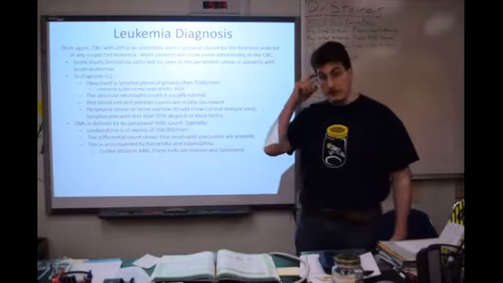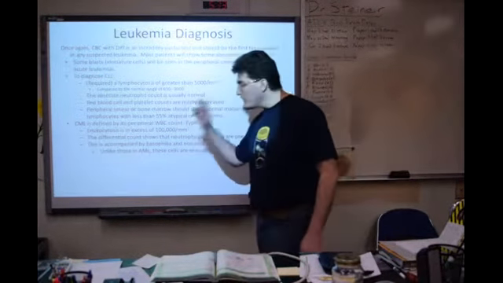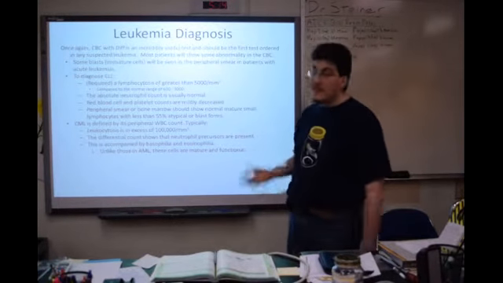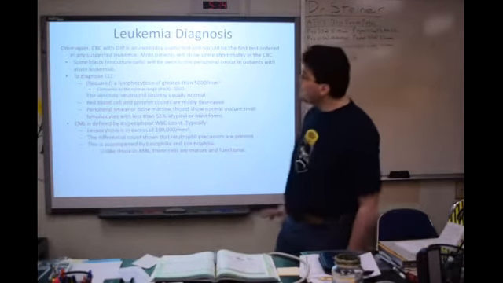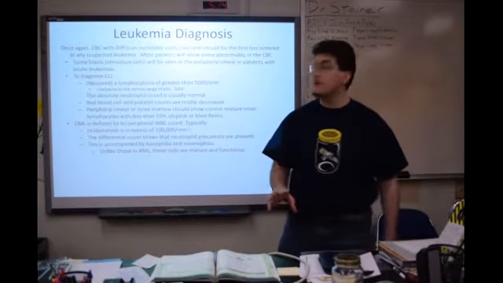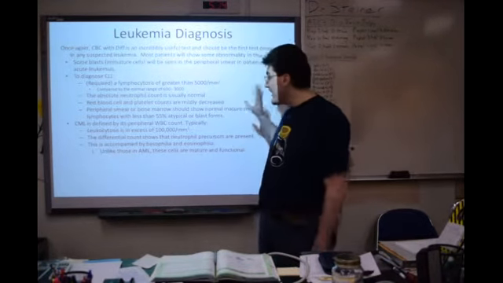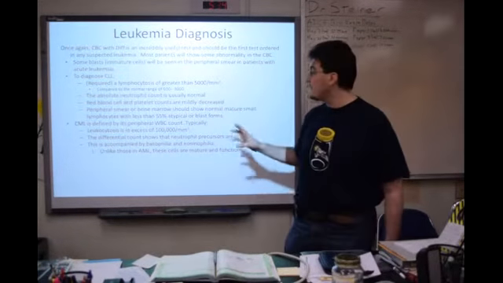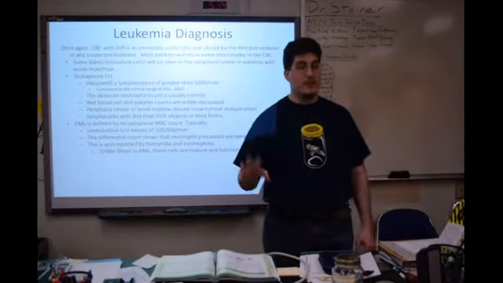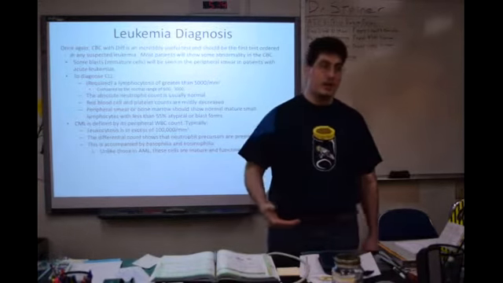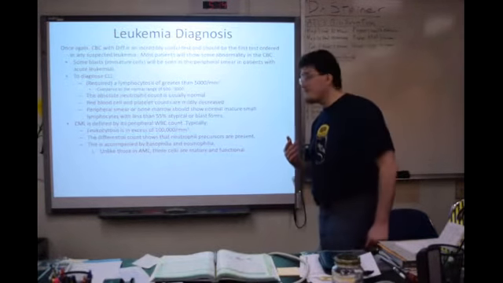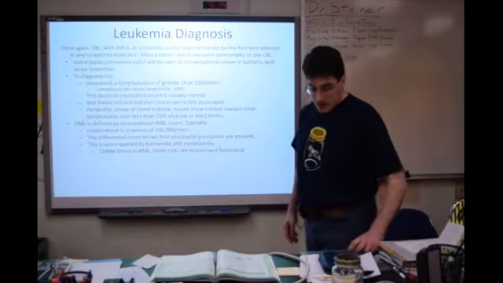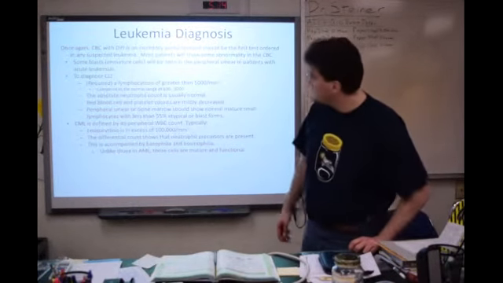That's problems. This is also accompanied by basophilia and eosinophilia, high numbers of basophils and eosinophils. And unlike acute myelogenous leukemia, you will not see these as atypical blast forms, young, immature basophils and eosinophils. These basophils and eosinophils will be mature and functional basophils and eosinophils. Chronic myelogenous leukemia.